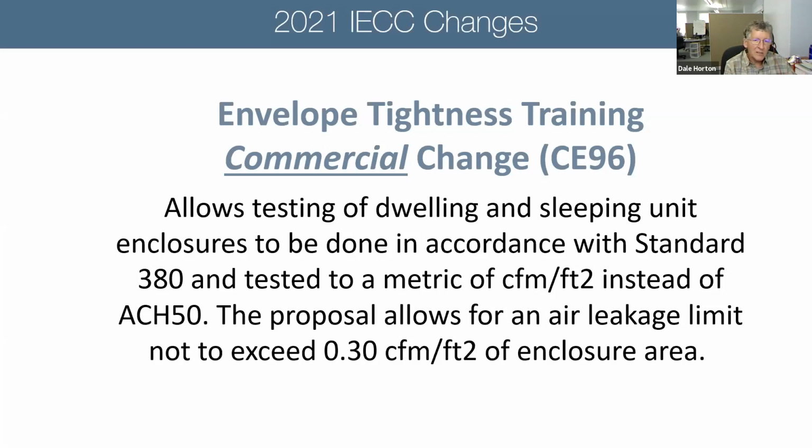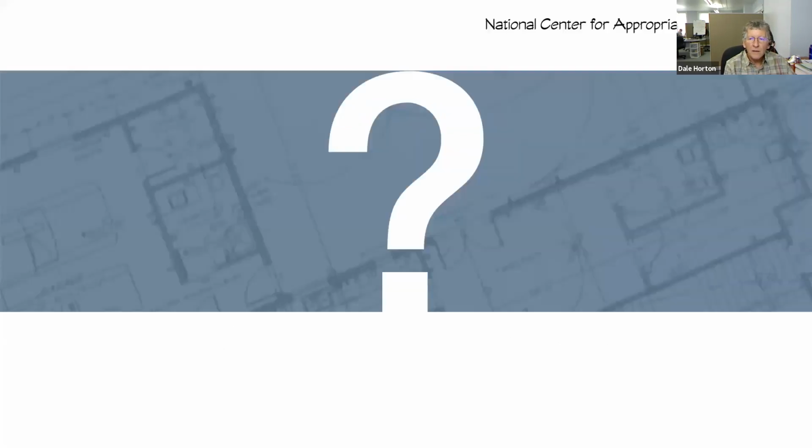But that's not insignificant, because it suggests that perhaps in the future you could see the residential building tightness metric going from air changes per hour to CFM per square foot, which, if you think about it, I would argue is a more reasonable approach. That is the last slide.